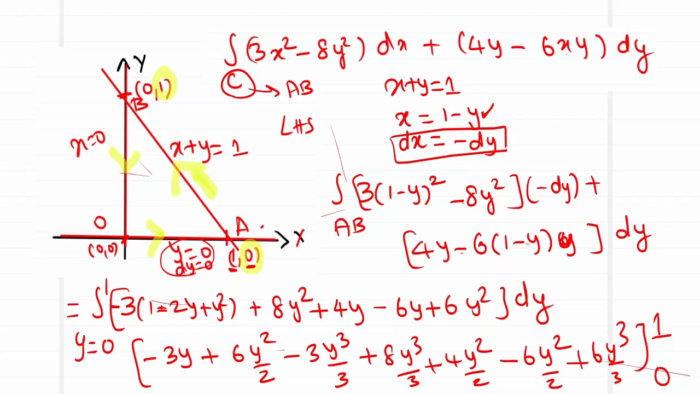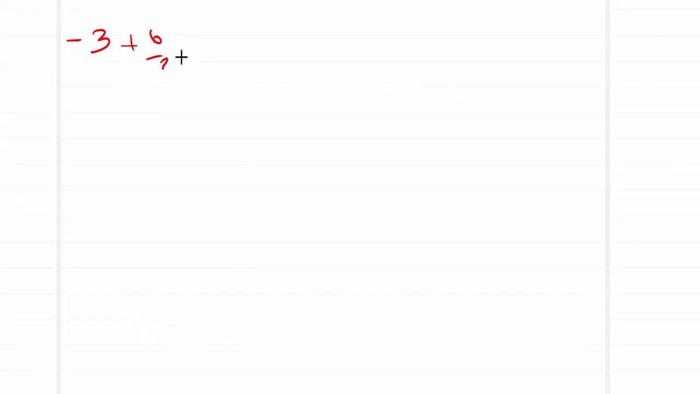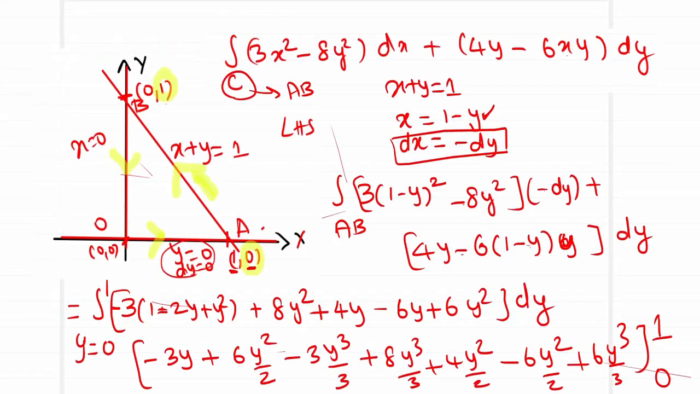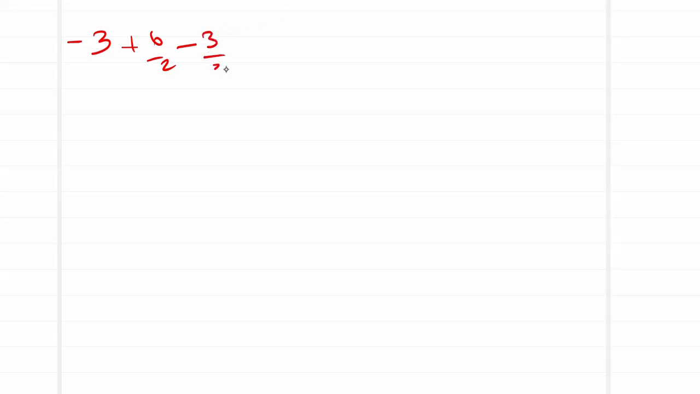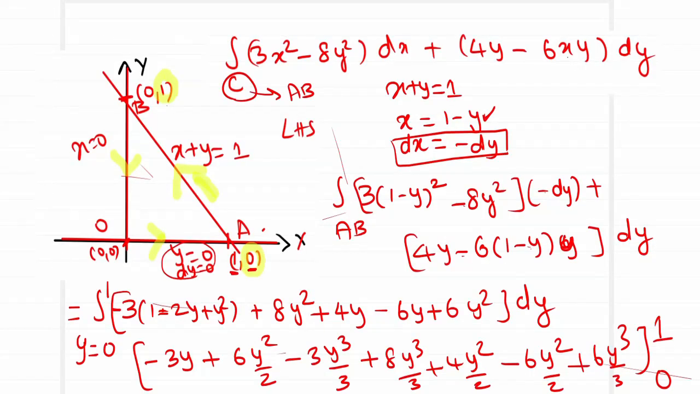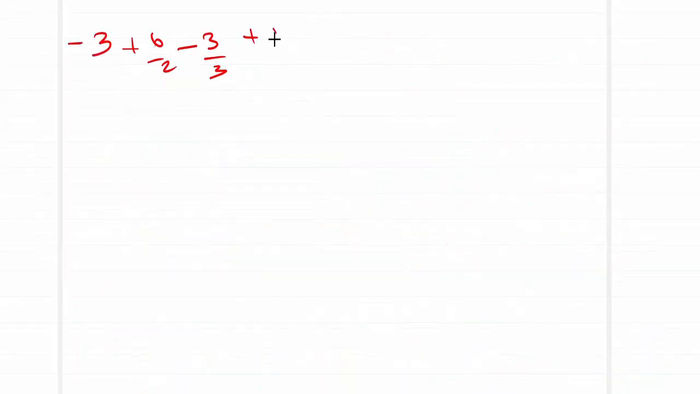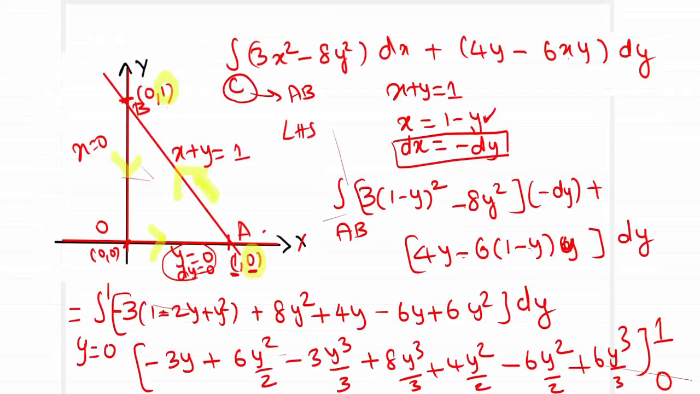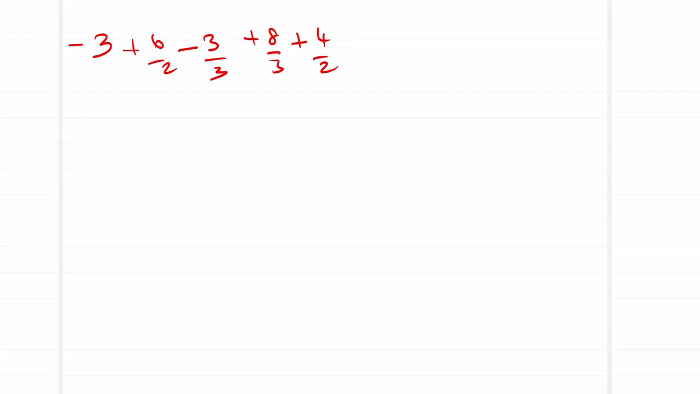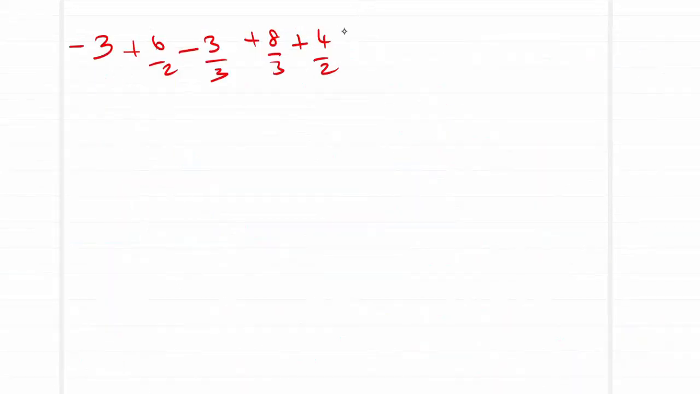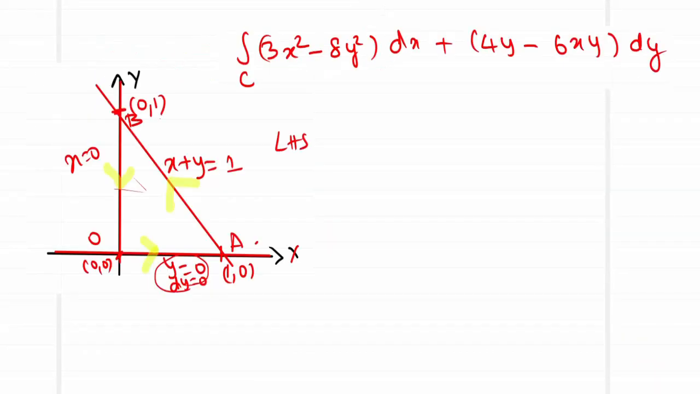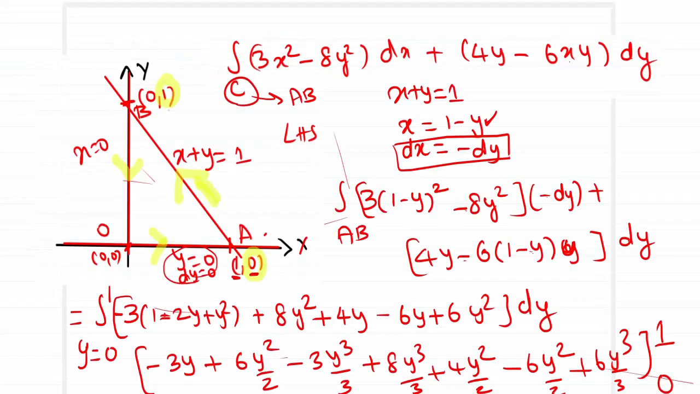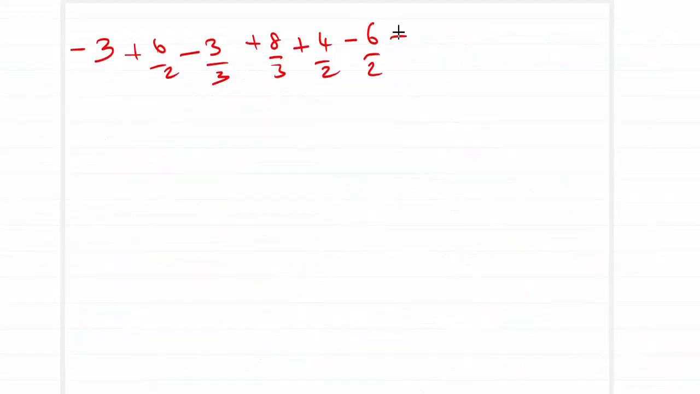So this now turns out to be equal to minus 3. The next term is going to be plus 6 by 2. The next term is going to be equal to minus 3 by 3. The next term will be equal to plus 8 by 3. The next term will be equal to plus 4 by 2. The next term is minus 6 by 2, and the next term is going to be equal to plus 6 by 3.